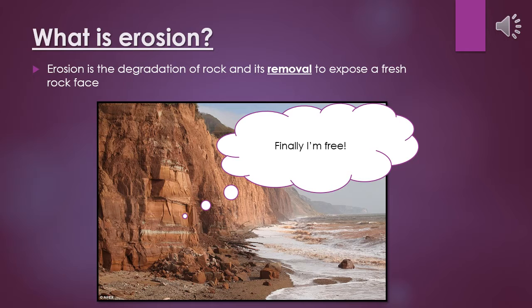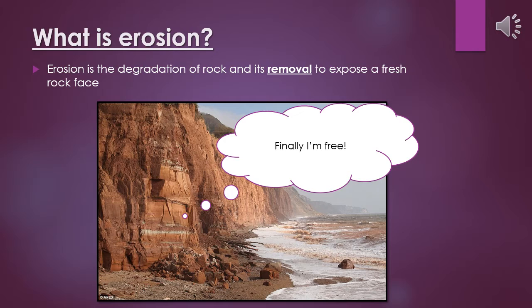So before we talk about the different types of erosion, I just thought I'd define what erosion was for you. So nice and simply, erosion is the degradation of rock and its removal to expose a fresh rock face. Now the key part here is the removal part. Now rock is degraded by a whole range of things, but not many of those things will actually be able to remove the rock fully from that area. And that's what erosion does.